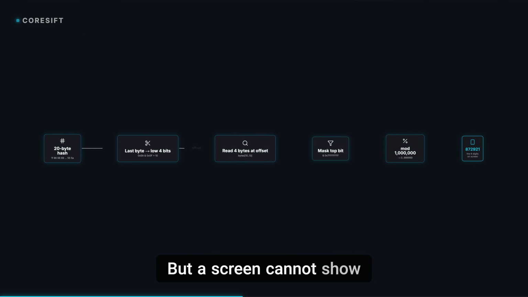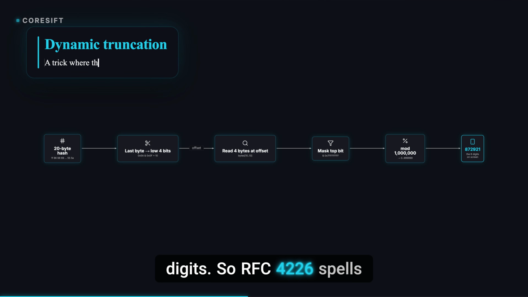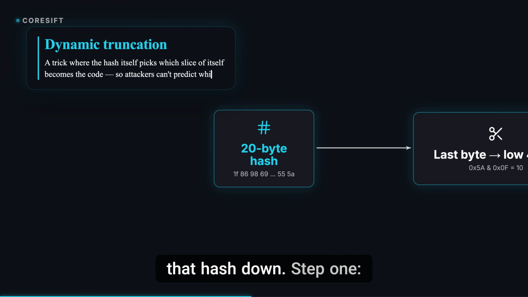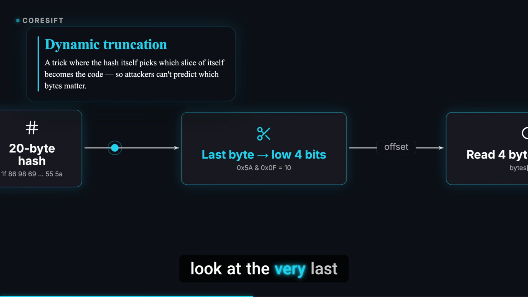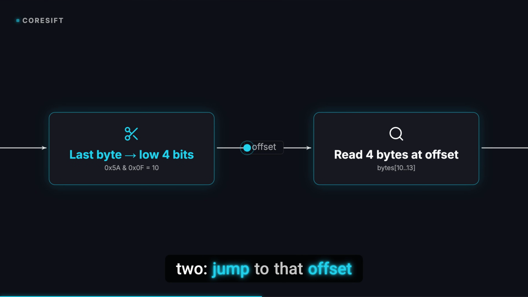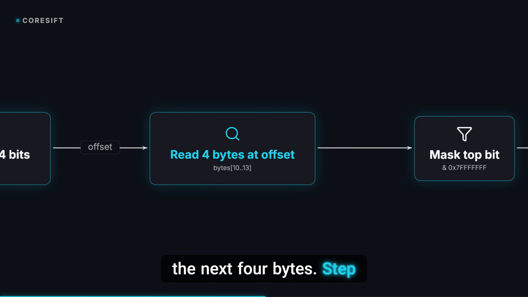But a screen cannot show 20 bytes. It shows 6 digits. So RFC 4226 spells out exactly how to shrink that hash down. Step 1. Look at the very last byte of the hash and take its bottom 4 bits. That number, between 0 and 15, is your offset. Step 2. Jump to that offset in the hash and read the next 4 bytes.